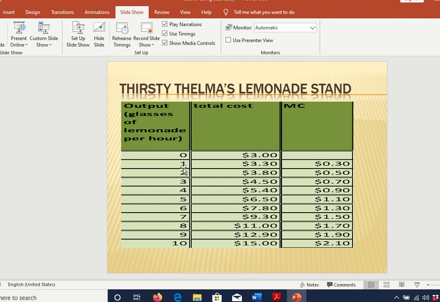And then we go from one glass to 2 glasses of lemonade. The total cost increases from $3.30 to $3.80. So that means the second glass of lemonade adds 50 cents to the total cost. So that is the marginal cost of the second glass of lemonade.